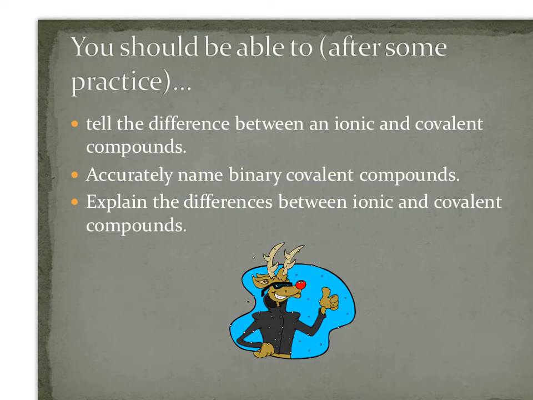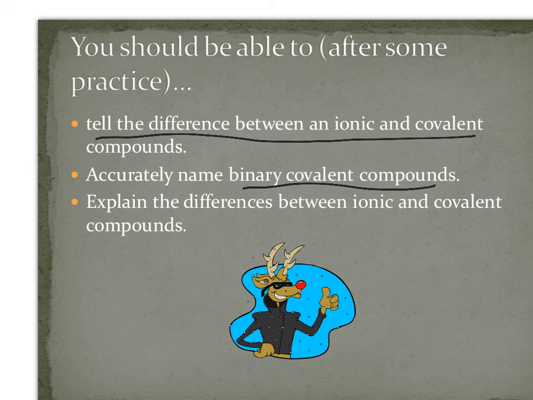To sum this up, after we do some practice, we'll be working on this in class. When you come back to class on Wednesday or Thursday, we're working on telling the difference between ionic and covalent compounds. We're going to name binary covalent compounds using prefixes. And we should be able to explain differences between ionic and covalent compounds. That is the goal.